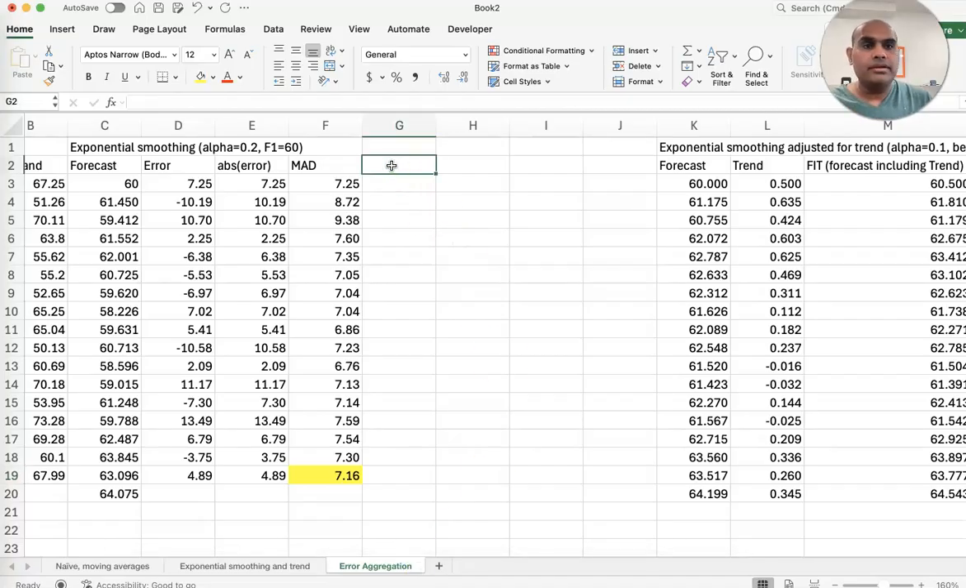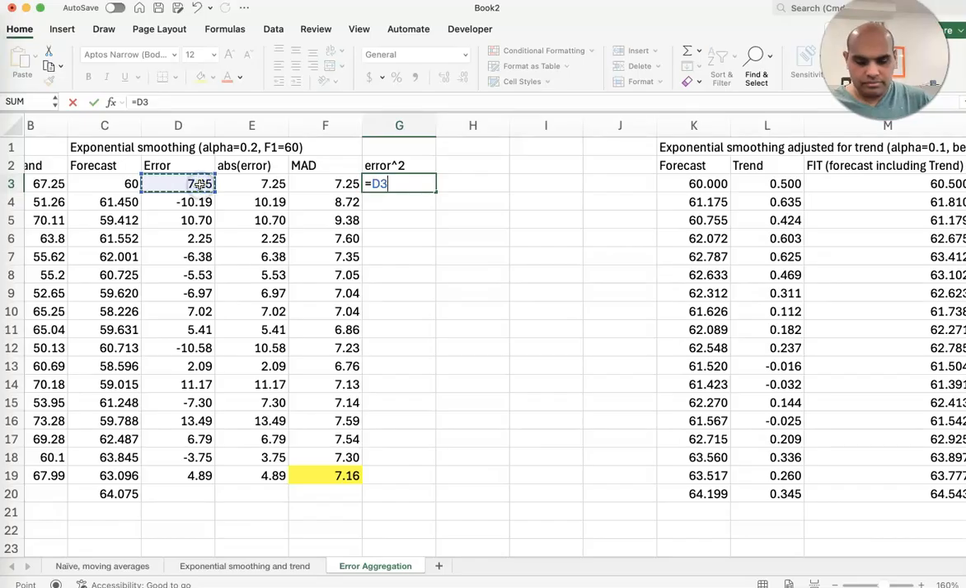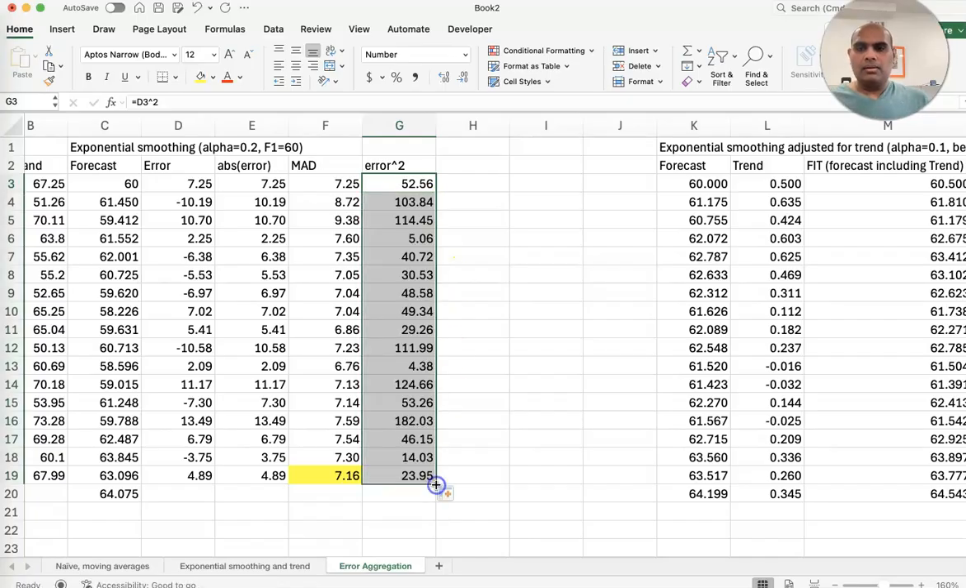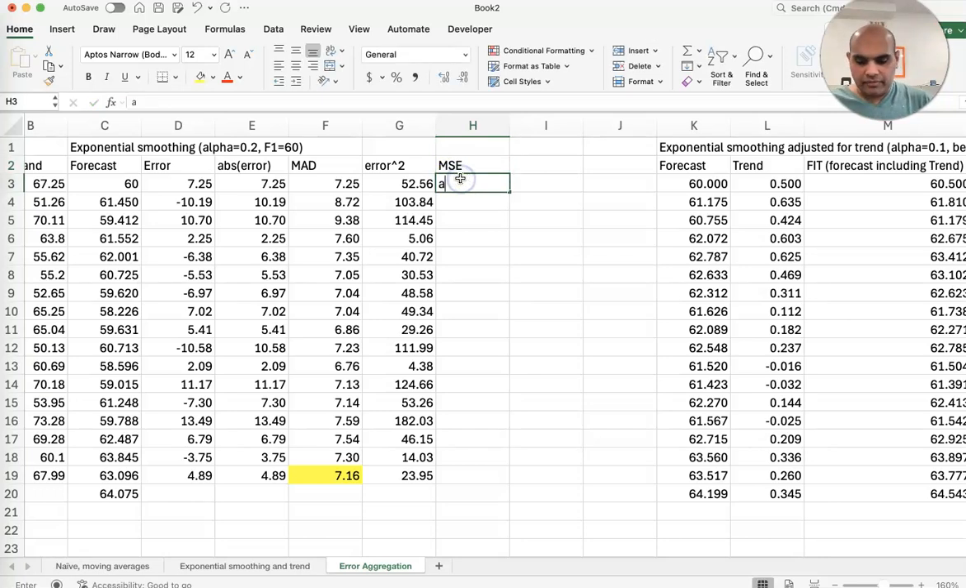The second error aggregate is the squared errors. So I'm going to say error squared. That'll be, you take the error, square the error, right? So again, I'm going to keep that to 2 decimal places. I don't want more than that. All right, and similarly, I can calculate the mean of the squared error. So MSE, the mean squared error. So that will again be the average.